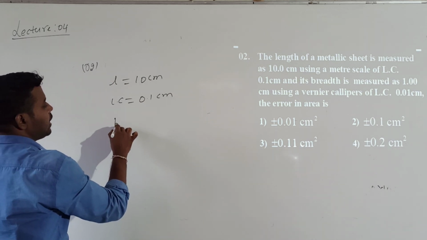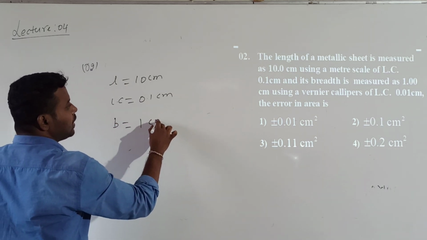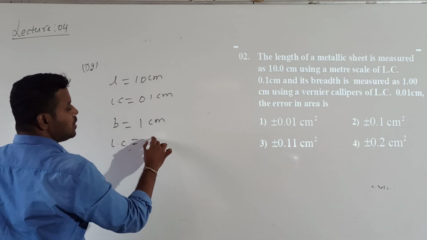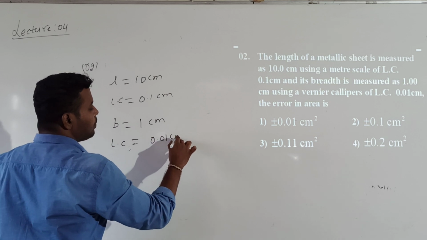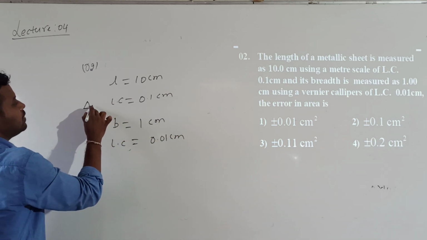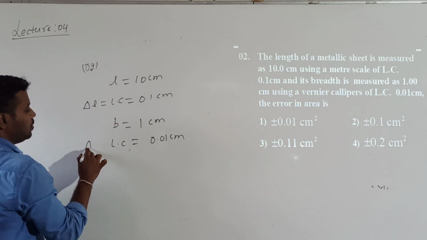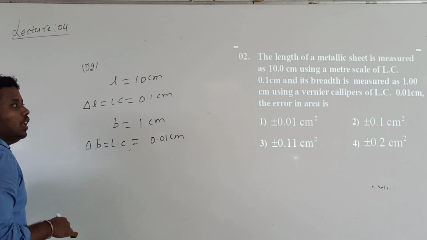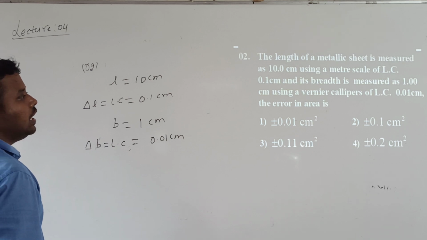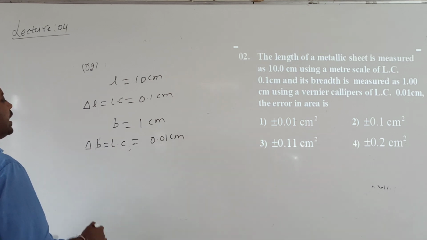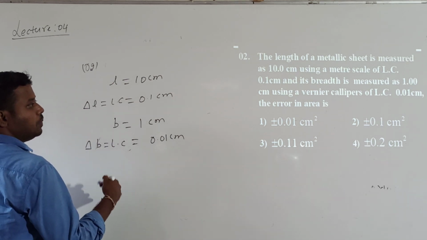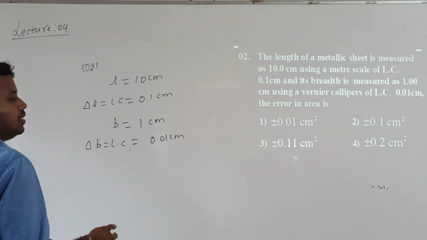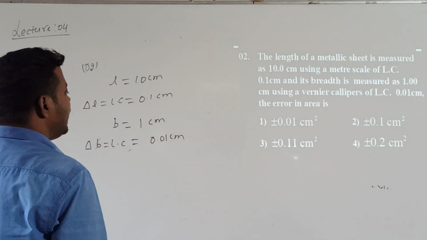And its breadth value is given as 1 centimeter, measured using a vernier calipers of least count 0.01 centimeter. This least count only will give us the error, delta L value, and here the delta B value. Okay, now we know the value of delta L and we know the value of delta B. They are asking what is the error in the measurement of the area.